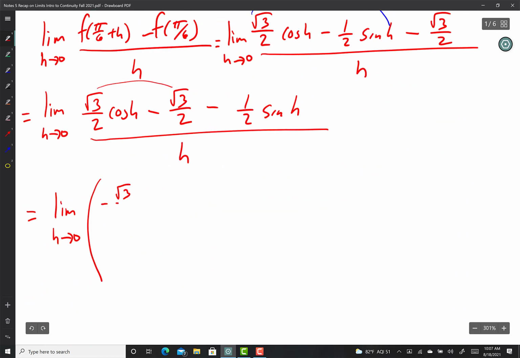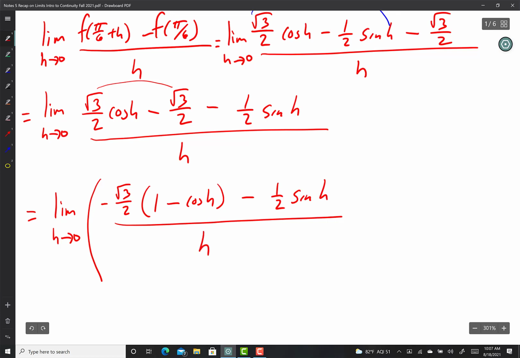Negative square root of 3 over 2. When I do that, I'm going to write this one first: 1 minus cosine h, minus 1/2 sine h, and all this is still over h, like so. Are we still okay? Okay.